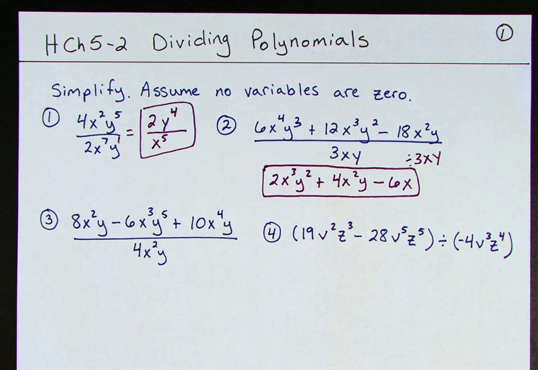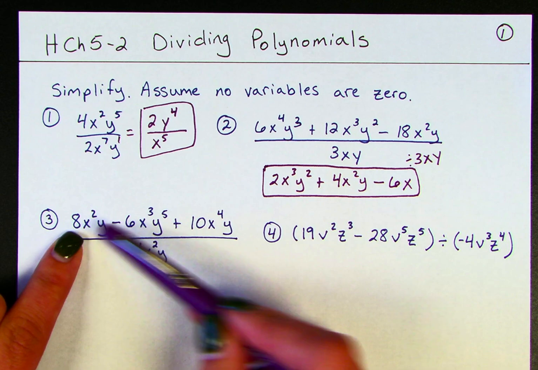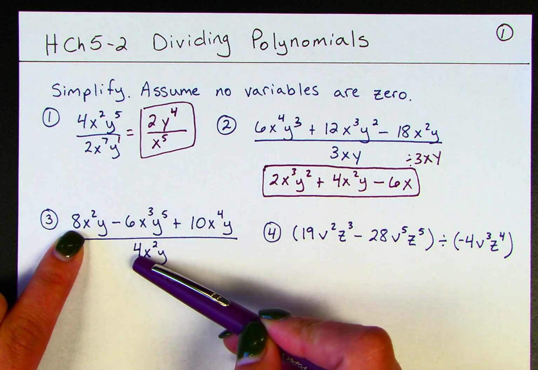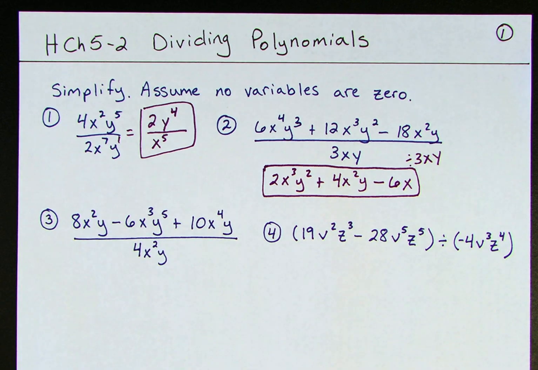Okay. Now it's not always going to work out where we can divide by exactly what the denominator is. So as we look at our next example, that 8, 6, 10, and 4, those are only divisible by 2. So that means I'm going to have something left in the denominator.